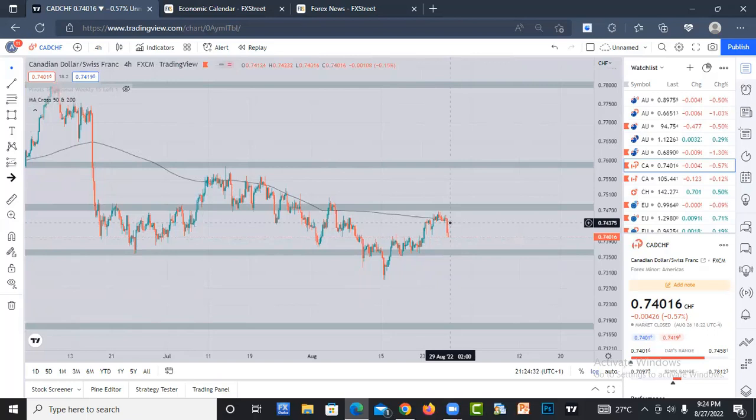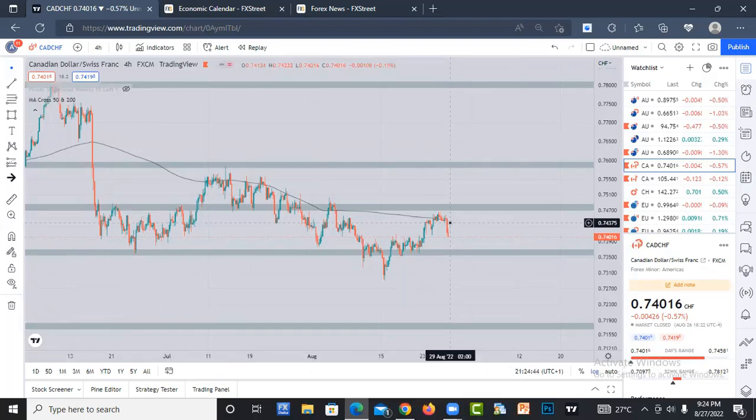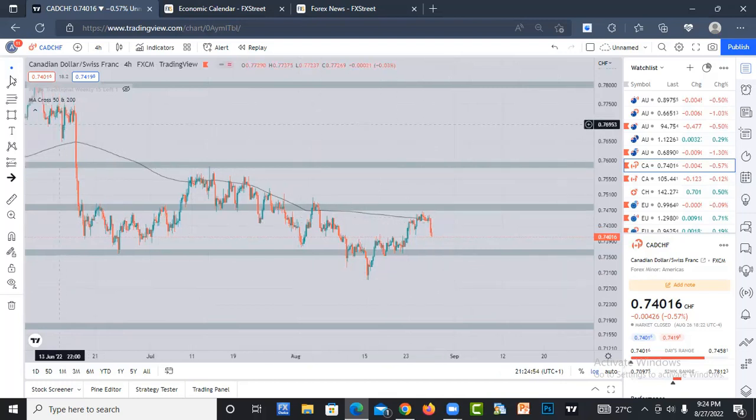When you view the market on the higher time frame and you see it bullish, and when you move down to the lower time frame and you see it bearish, that is telling us that on our lower time frame we are having a retracement of our higher time frame. So that's what we're having now.